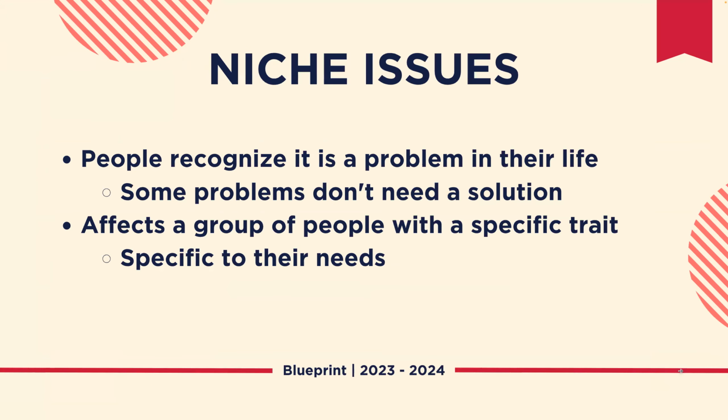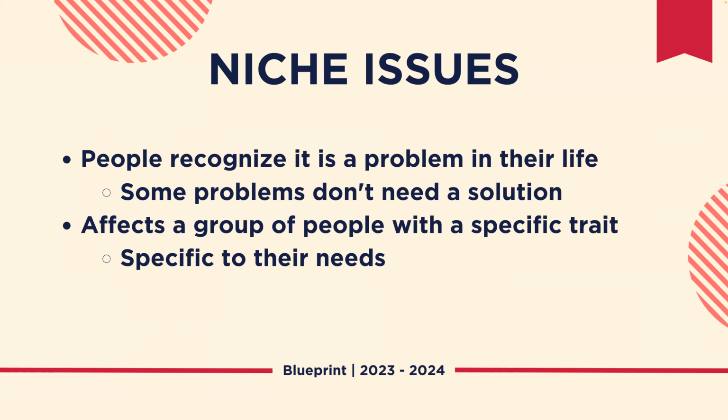So some people recognize that this is a problem in their life, but some of these problems, again, don't need a solution. And this affects a group of people with a specific trait, and it's specific to their needs. This basically means what makes a community a specific community. So if a community has a specific trait and they're having a problem within that, then that would be a niche issue that only affects that community, doesn't affect literally everybody.